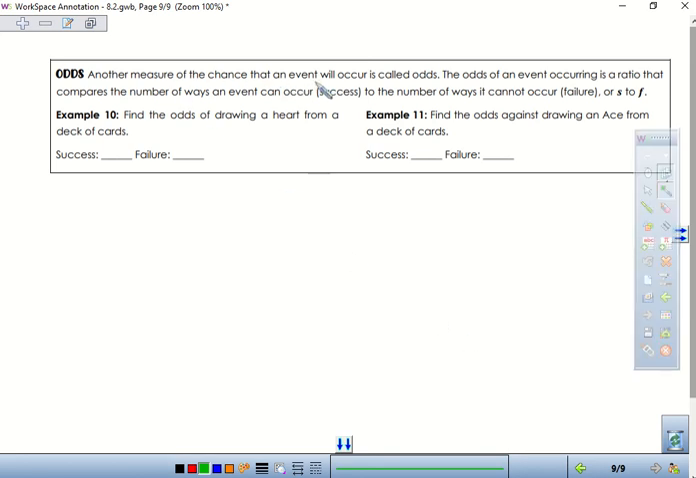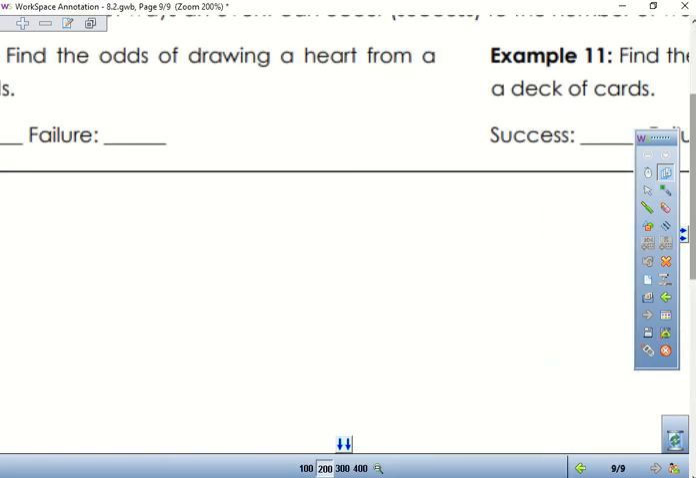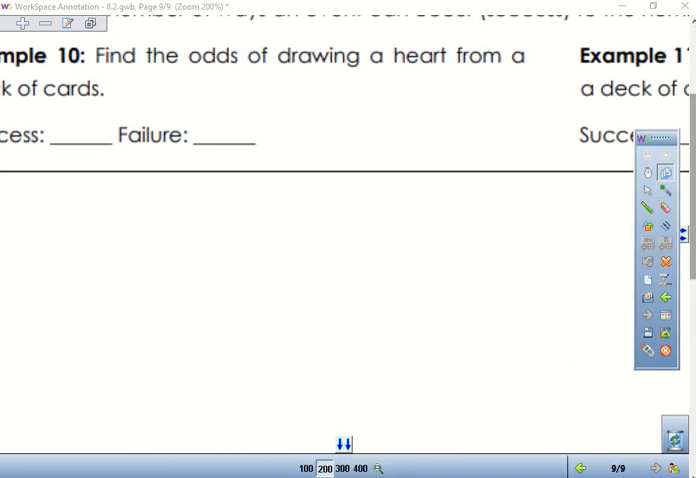Another measure of chance that an event can occur is called the odds. The odds of an event occurring is a ratio that compares the number of ways an event can occur to the number of ways it cannot occur. So success and failure, S and F. So we don't represent it as a fraction out of the total. We talk about the success and the failure, okay?